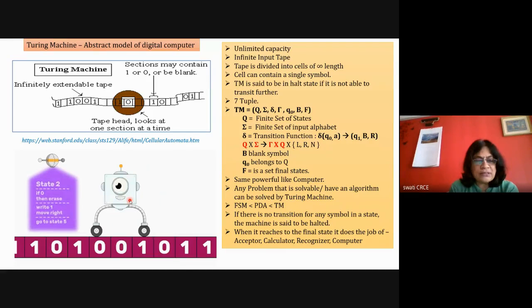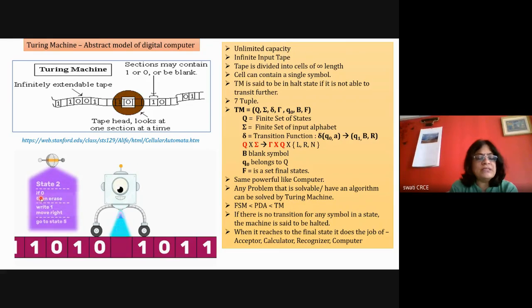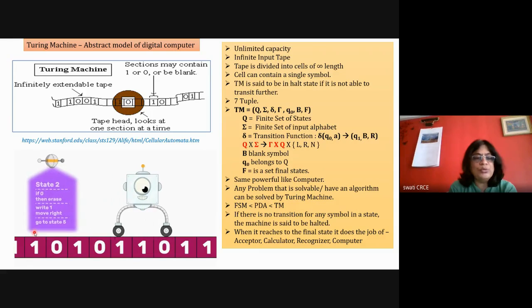So how it works, like here. Right now the machine is in state q2. Now look at the portion where we are writing the logic. The machine is in state q2, and in state q2, if on the input tape there is any zero, then we are saying erase that zero and write 1. After writing 1, go to the right, and the state transitions from q2 to q5.